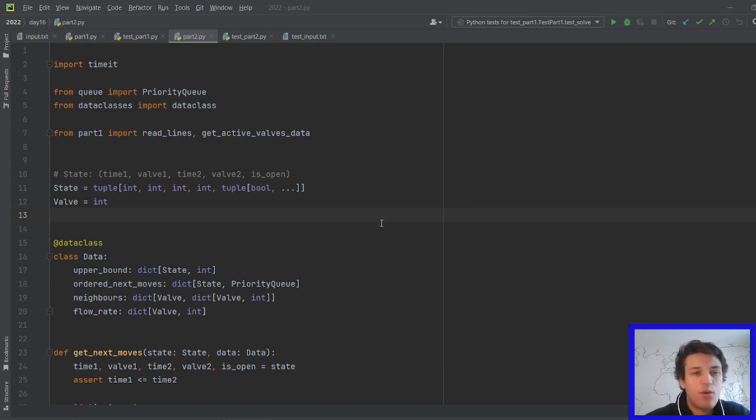There we don't have only one person going around and opening valves. We actually have 2 people, and they independently walk around and independently open valves. And then we want to know again what's the maximal pressure that can be released by 2 people.